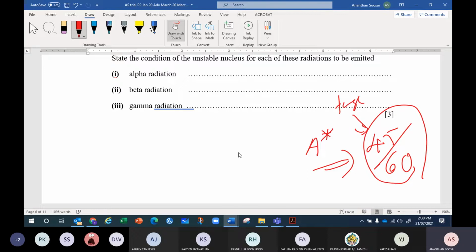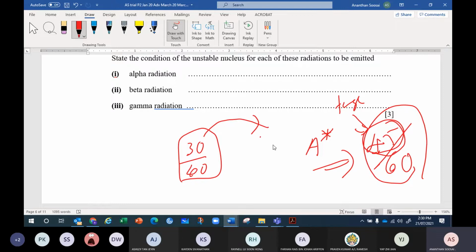Let's say now you got only 30 out of 60. So you have to do more papers until you stabilize at 45. You stabilize at 45, like a few papers you get 45 and above consistently. Okay, yeah, you are in an A-star category. Until then, you have to keep doing as much as you can.